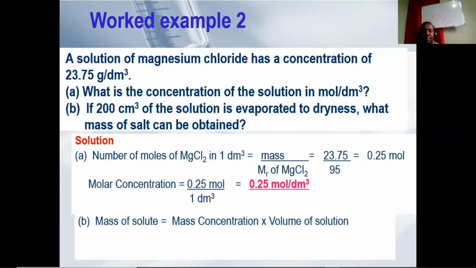So that's part A. Part B now asks us how much of the salt will be obtained. So we have mass of solute is equal to mass concentration times the volume of solution. So the mass concentration is the one in gram per dm cube, which is 23.75, multiplied by the volume, which is given there as 200 cm cube, and we change it to dm cube, so we divide by 1,000, so we get 4.75 grams.